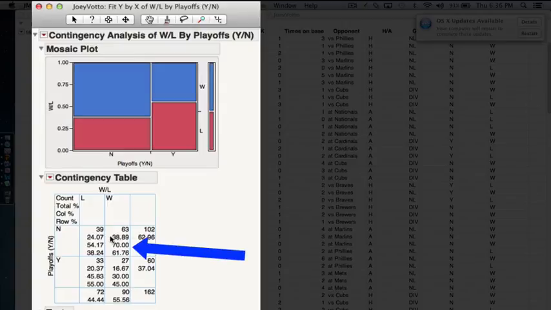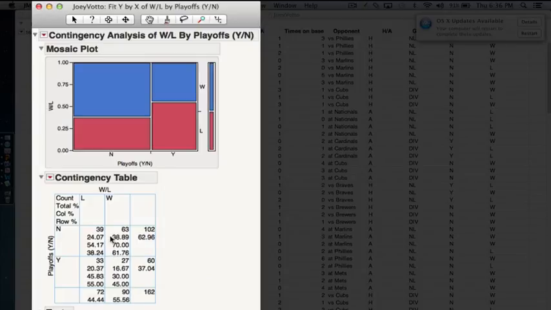The third number is the column percent of observations. So this tells us, only looking at the games the Reds won, what percentage came against teams that did not make the playoffs. This is calculated by dividing 63 by 90, which would give 70%. Because we know that of all the Reds' wins, 70% came against teams that did not make the playoffs, we also therefore know that 30% of the Reds' wins came against teams that did make the playoffs. All of the column percentages and the row percentages will add up to 100%.